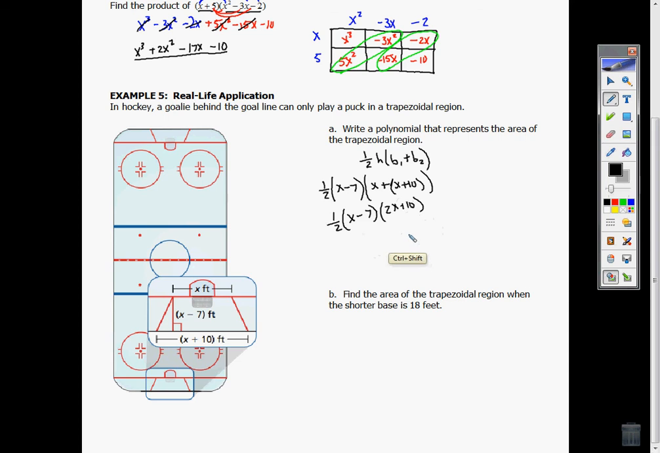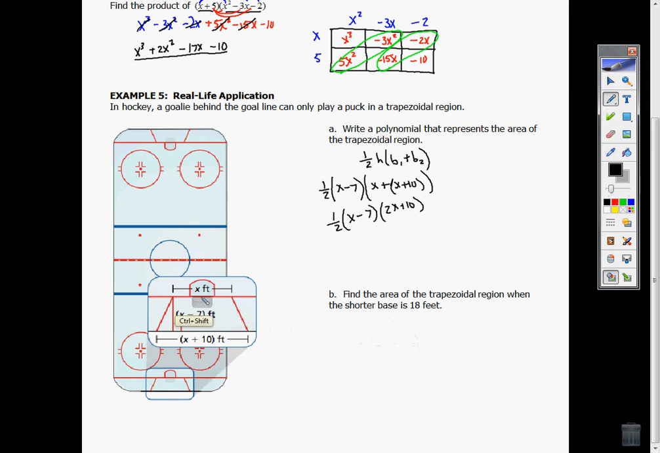Not too bad. Now it's just a matter of binomial multiplication and distribution. I am going to leave the rest of this for you. Okay, we will see where you get by next class. Hopefully, you can finish this quite simply, and it's not an issue. But you're going to be multiplying two binomials, distributing a 1/2, and then in part B, you're going to find the area of the region when the shorter base is 18.